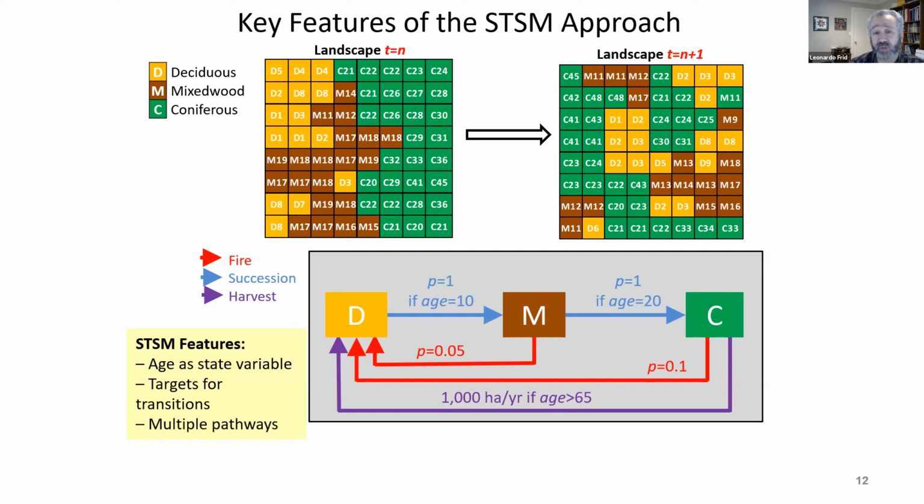And then the other feature, often you'll hear about state and transition simulation models or have them compared to what we call Markov chain models, which are essentially matrix models of landscape change. And one key difference between them is that those matrix models assign a single probability for transitions between states. In this case, you can have multiple pathways. So for example, you can get from conifer to deciduous either through a fire or through a timber harvest transition.